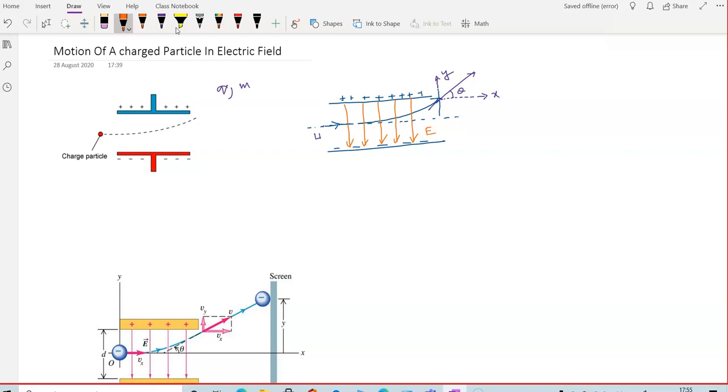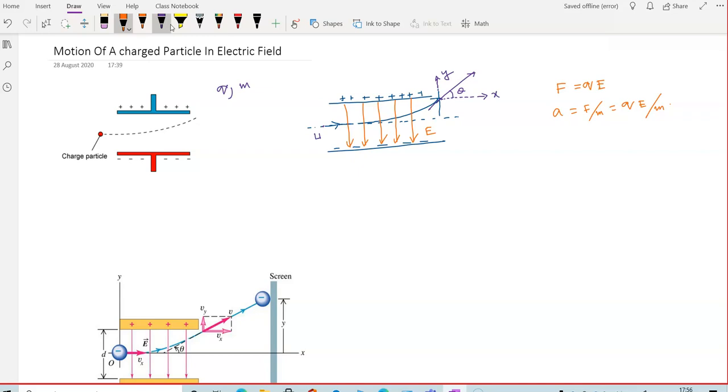So the charged particle, whether it goes away from or towards the field, will experience a force which is given by what? The force experienced by the charged particle will be equal to Q into E. The acceleration of the charged particle is F by M. This is going to be equal to QE by M.